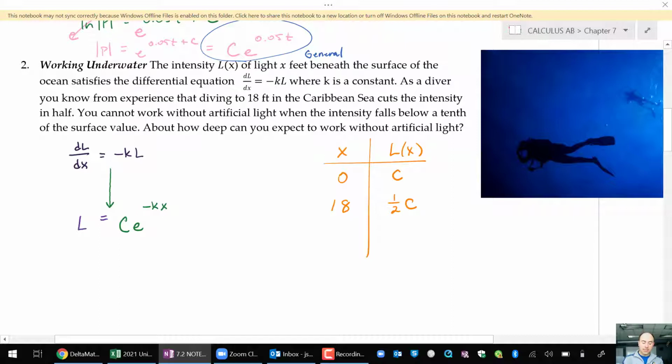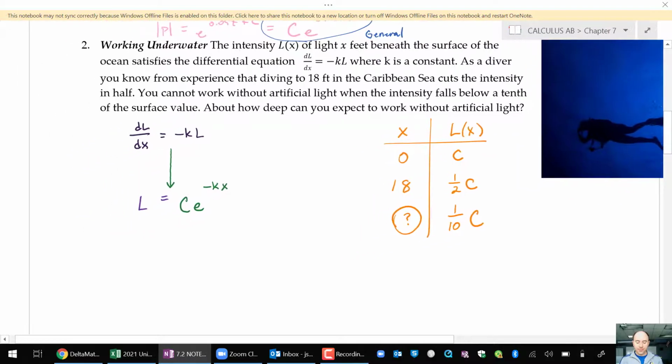And then it says, how deep can you go without using artificial light, which would be anything below 1/10 of the surface value there. So the question mark is, how deep can we go when that light intensity is 1/10 of the surface level value? So there's a little input-output table just to help me frame the question and focus my thinking somewhat. Back to the differential equation now.